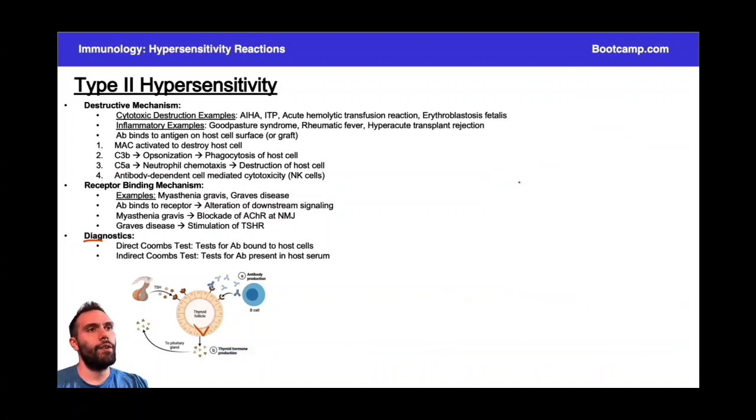Okay, so you have to understand for each of these tests. So let's just write direct here. So this is going to be the direct Coombs test. You have to understand for each of these tests what's going on with your host, right? This is going to be your patient. And then what are you adding essentially? What's the lab thing that you're adding? So in the direct Coombs test, we're testing for the antibody bound to host cells.